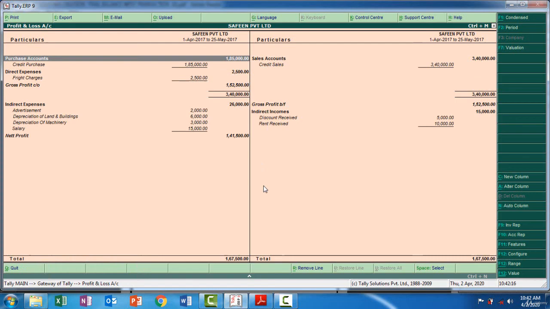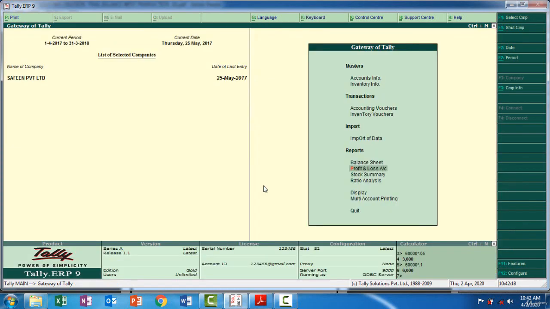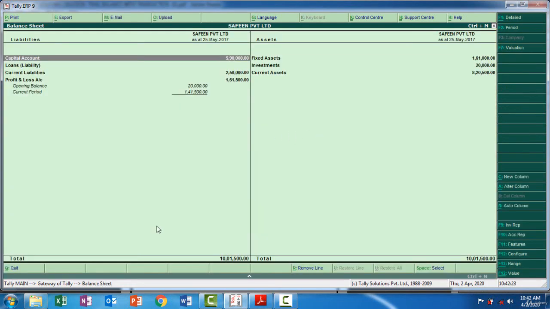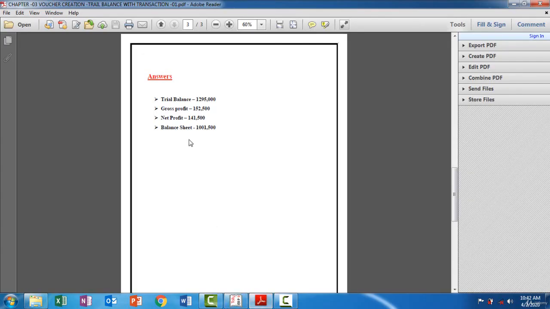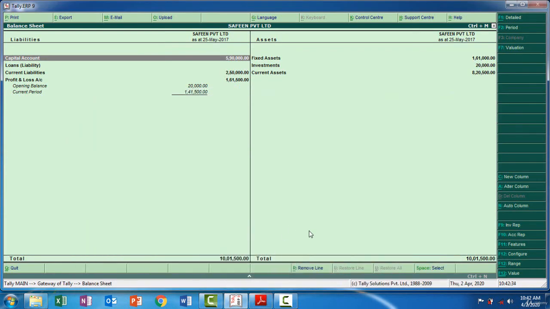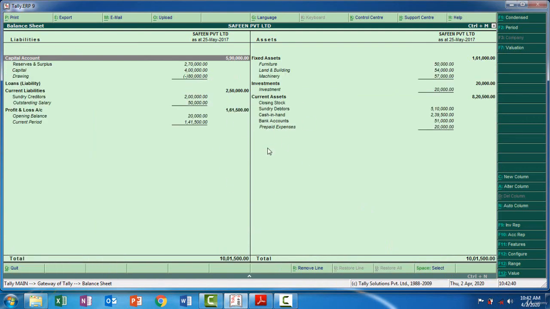Then I'm going to press the escape key, and now I'm going to look at the balance sheet. If you look at the balance sheet, the total amount is 1,01,500. In the answer also 1,01,500. So our balance sheet is also correct. If you want more details, press Alt plus F1, so you can see all the information of the transaction. So I hope that you understand well.